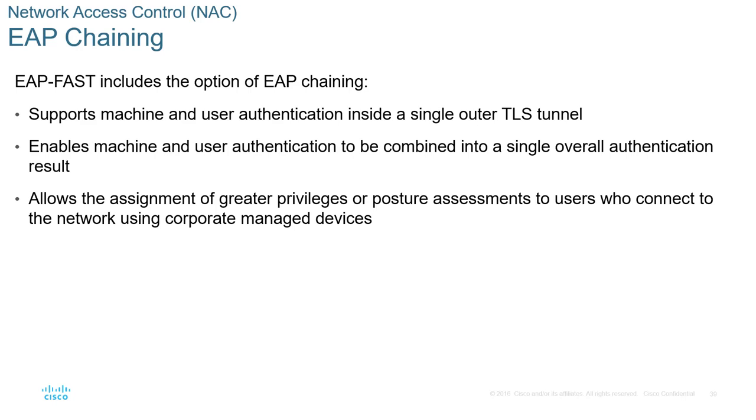This allows assignment of a greater privilege posture or assessment to users who connect to the network using corporate managed devices. So the managed device is going to allow for the EAP-FAST function using the single outer TLS tunnel. It's using the tunnel, so there's already a certain level of trust that has been established.